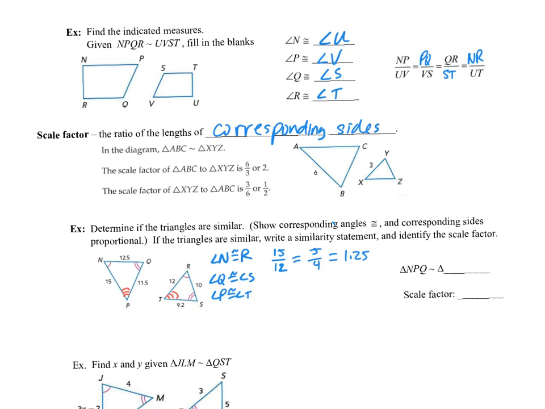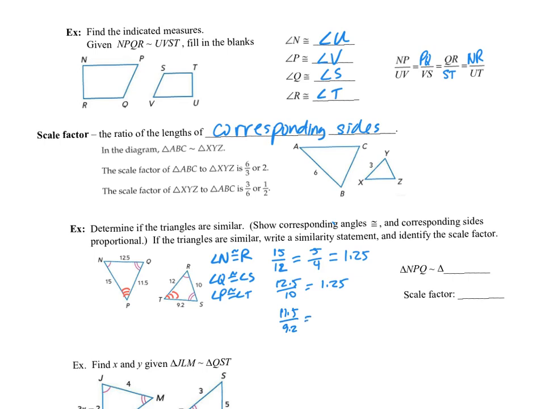So that would be, let's see, 12.5 to 10. So 12.5 to 10, if you take 12.5 and divide it by 10, you're going to get 1.25. And then lastly, let's take the smallest side of the big triangle and compare it to the smallest side of the little triangle. So that would be 11.5 to the smallest side of the little triangle, which is 9.2.